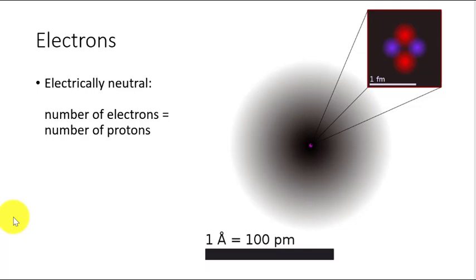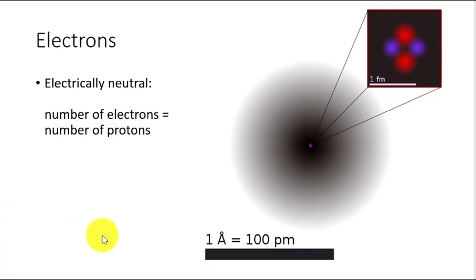So in an atom that is electrically neutral, if it has an overall charge of 0, the number of electrons and the number of protons will be the same. So if carbon, for example, has 6 protons, if it has an overall charge of 0, that carbon atom will also have 6 electrons.